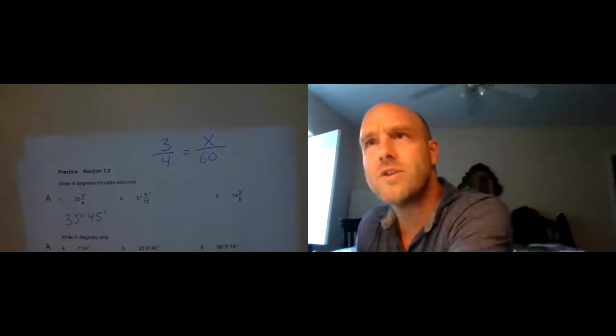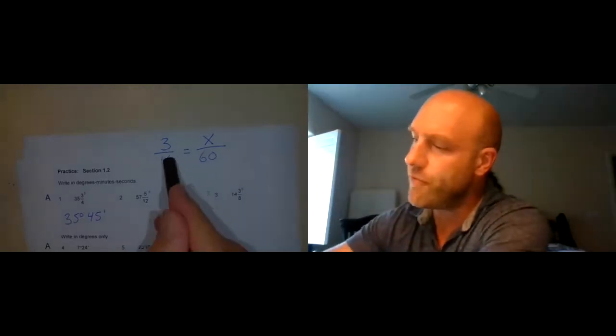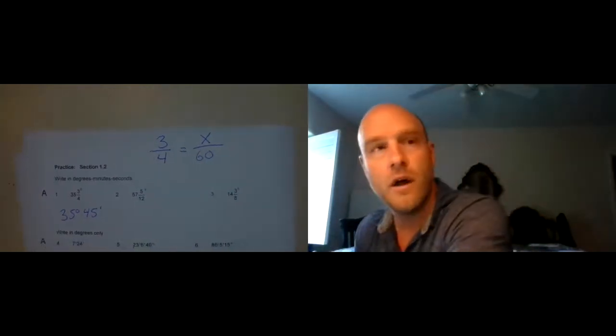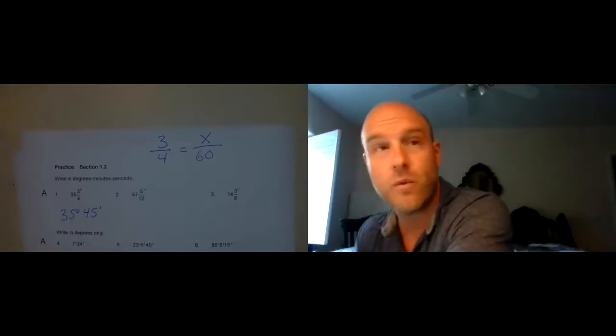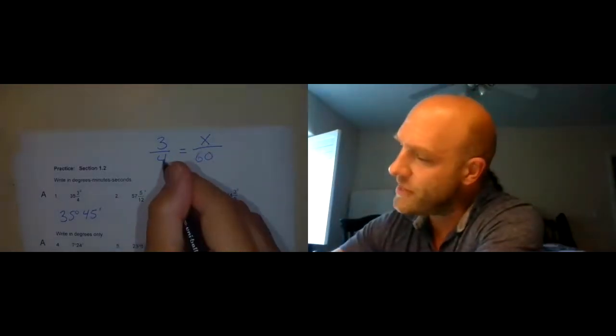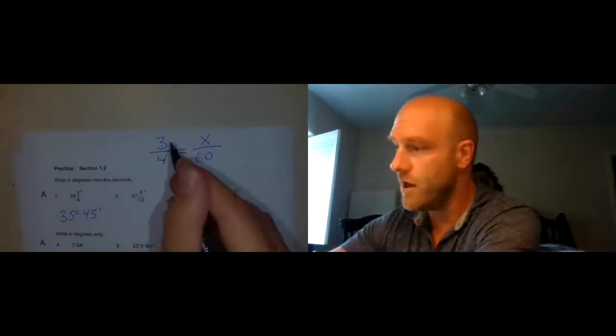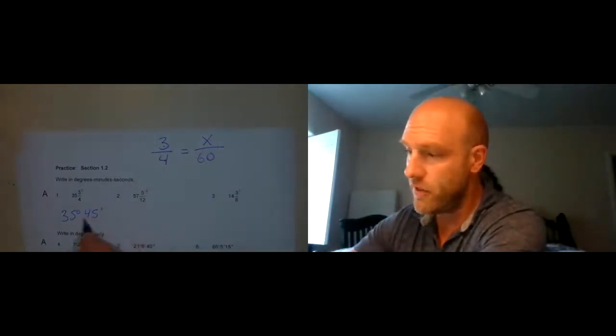But as I mentioned, I do it a little bit strangely. I usually ask, well, what do I have to multiply 4 by to make it into 60? 4 times what equals 60, or 60 divided by 4 equals, and that turns out to be 15. So if I had to multiply this by 15 to get there, I have to multiply this by 15 to get there. 3 times 15 is still that 45.